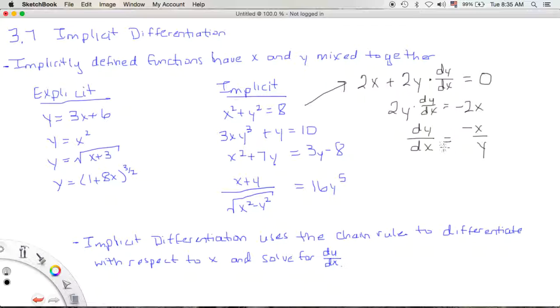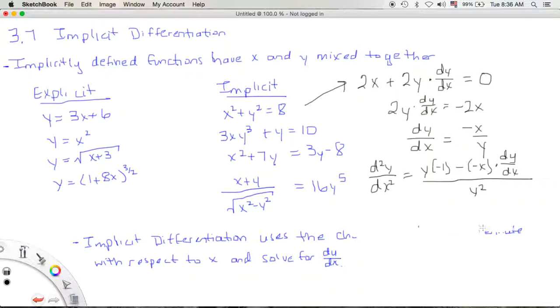Now, if you wanted to take the second derivative, you could do that. We'd do the same thing. Bottom times the derivative of the top minus top times the derivative of the bottom, all over the bottom squared. Let's erase some of this so we have some room here. Hopefully you got that all written down.